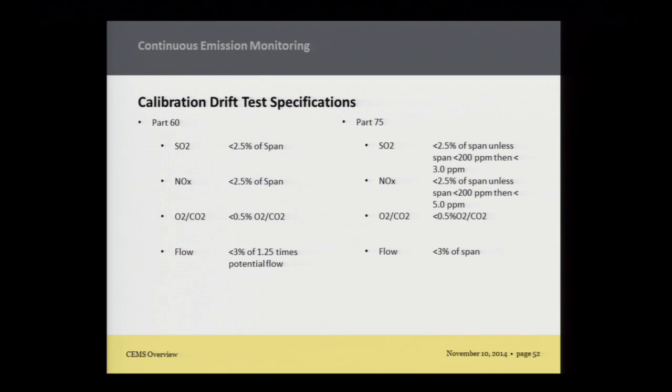All right, so here are the Part 60 and Part 75 calibration drift test specifications. Again, you see Part 60 is a little more lax. Part 75 gets into some more requirements. Part 60 is less than 2.5% of span for SO2, same for NOx. You get 0.5% for O2 and CO2, and if you've got a flow meter, you get less than 3% of 1.2 times the potential flow. So you're not looking at actual flow, you would go to potential in that case. Part 75 is 2.5% of the span, unless the span is less than 200, then you only get 3 ppm. Your O2 and CO2 is the same, and your flow is less than 3% of span. So there you would go to span. Here, if you have a flow, you would go to potential flow.